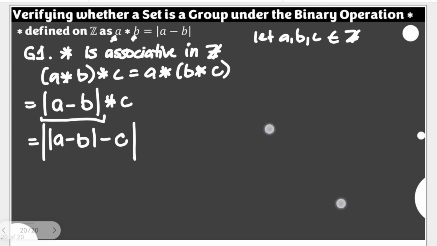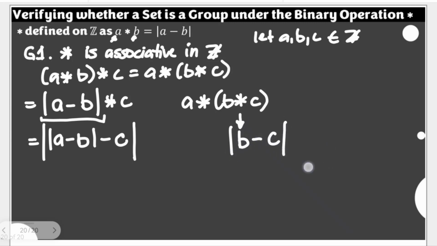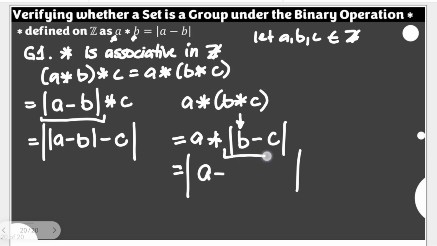For the right-hand side, you have A star (B star C). We'll start with B minus C, but this will be subjected to A, where A would be our first element. So A star the absolute value of B minus C. After applying our operation, you have the absolute value of their difference: A minus, treating this expression as one, the absolute value of B minus C. So this is how the two forms differ from one another.